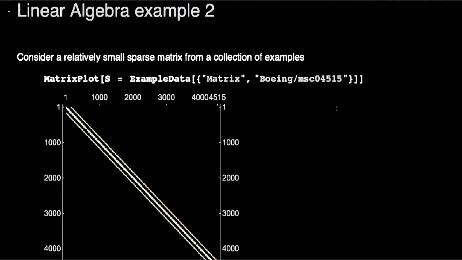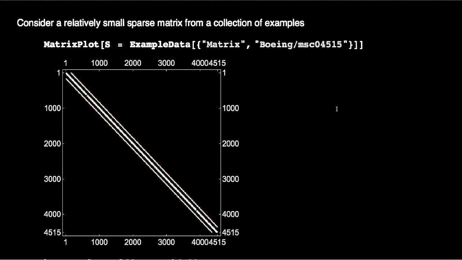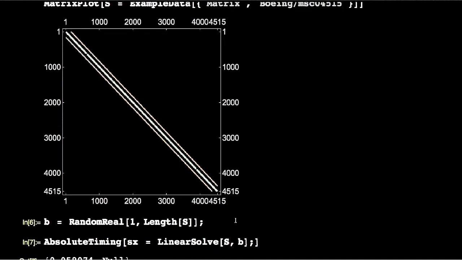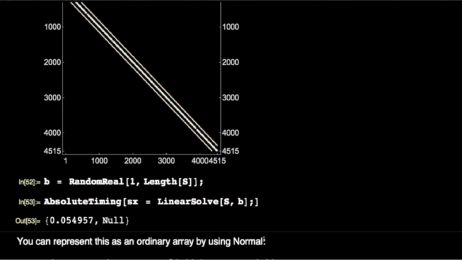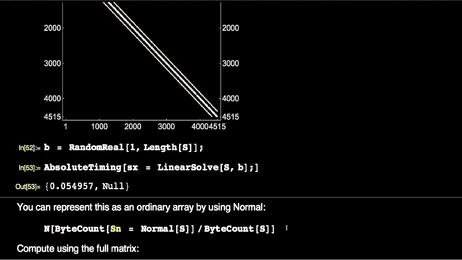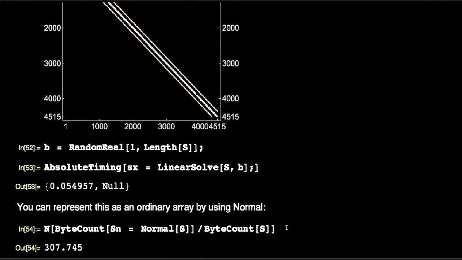So let's take a small example. Here's a relatively small sparse array. This comes from our matrix collection. Here I'll take a random vector. If I just solve this with LinearSolve, even though it's a 4,000 by 4,000 matrix, it's solving it in 0.05 seconds. It's taking advantage of the sparse structure in it. Now I can convert it to a normal matrix using Normal. And I've done this so that I'm taking the ratio of the size of the matrix in sparse form versus dense form. So it's 307 times smaller storage in the sparse form than in the dense form.